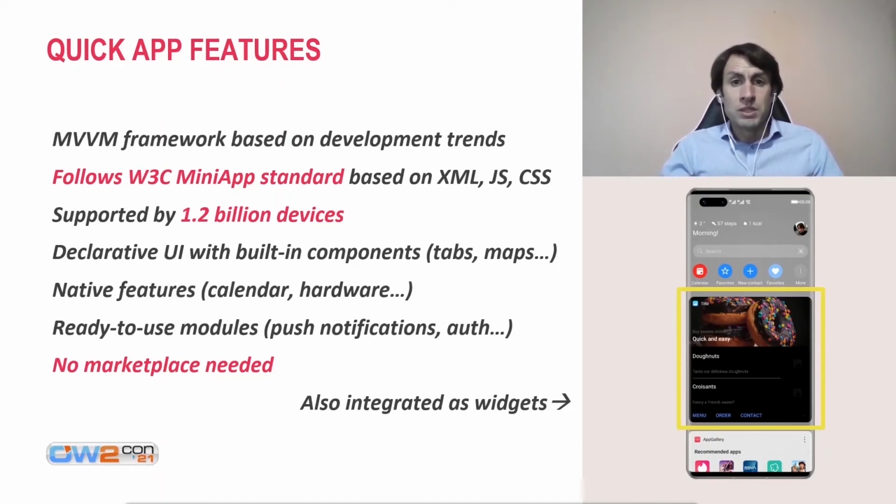Currently, Quick Apps, which is an implementation of MiniApps, are supported by over 1.2 billion devices worldwide. Most of them are based on Android, but this open platform could be implemented on any operating system and device. Developers might use advanced user interface components like star rating, tabs, or maps, and advanced device services like push notifications, access to the calendar, or running the app in the background to deliver excellent user experiences with minimum effort. Also, Quick Apps can be integrated as widgets, as you can see in this picture.